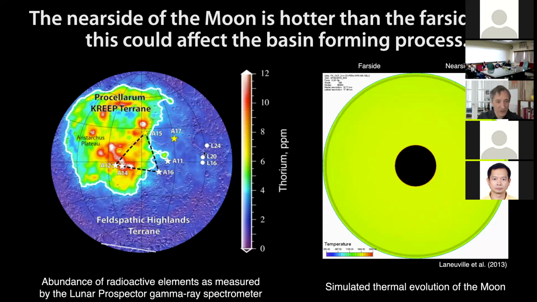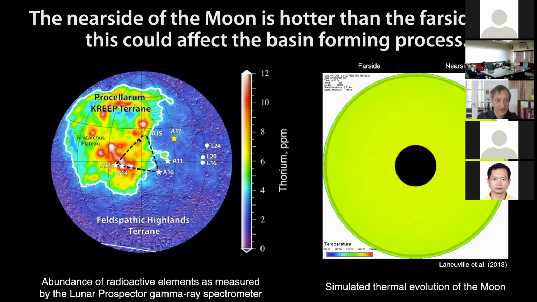Well, this here is showing a map of the abundance of thorium, which is one of the primary radioactive elements that keeps planets hot over geologic time. And as is well known, most of the moon's radioactive material is located in a single geologic province on the near side of the moon, in this region here, which is called the Procellarum KREEP Terrane.